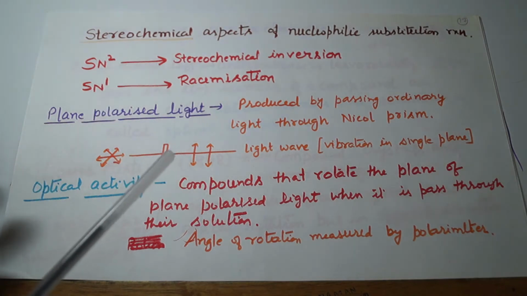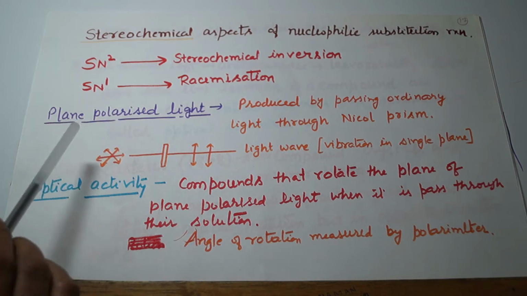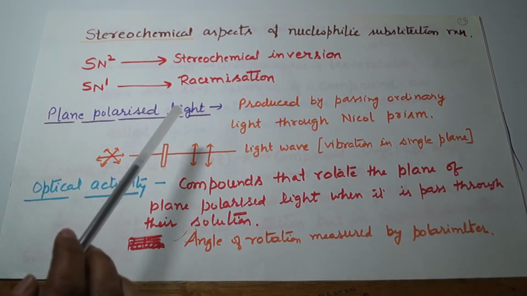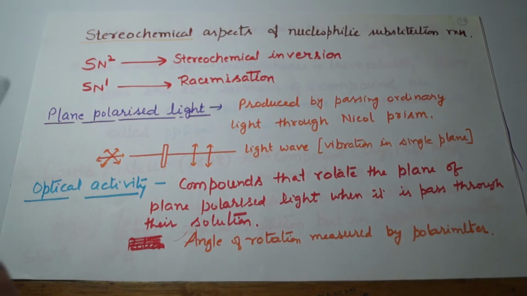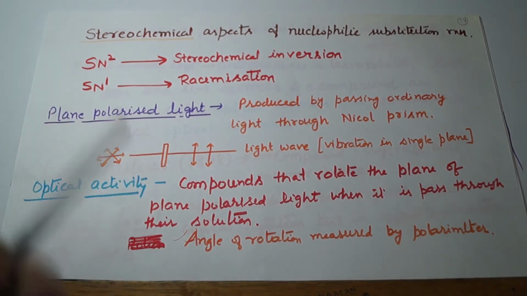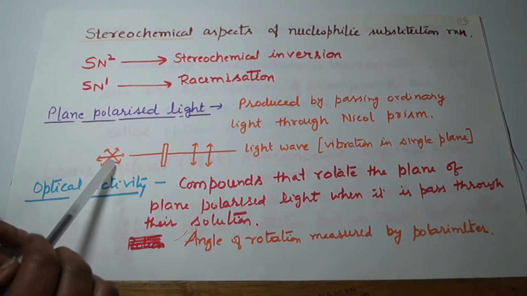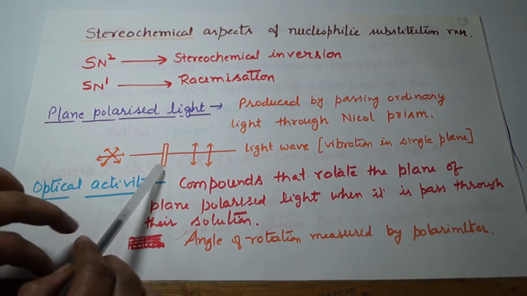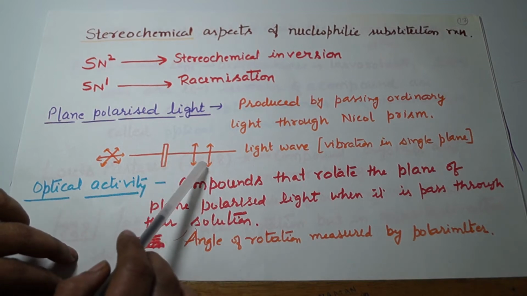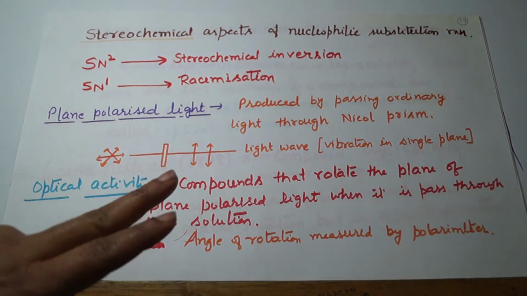To understand these terms, what is inversion, what is racemization or what is retention, we have to learn some basic points. First is plane polarized light. What is plane polarized light? You know that simple light is an electromagnetic wave that radiates in all directions like this. If we pass this ordinary light through a Nicol prism, we get light waves that vibrate in a single plane. That light is known as plane polarized light.